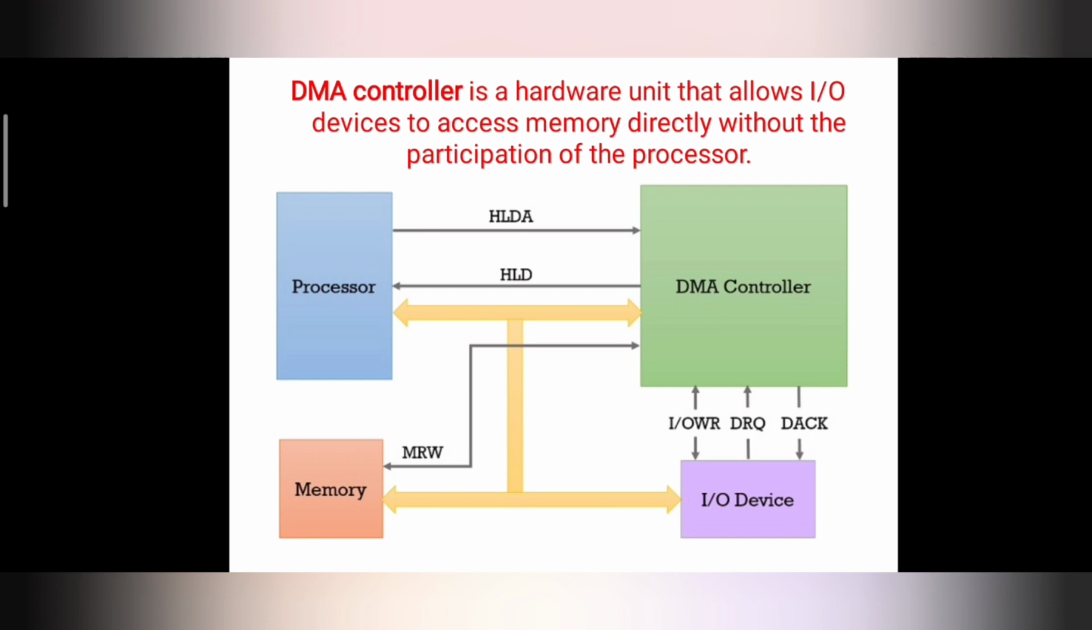So here you can see a diagrammatic representation where you can see a DMA controller, which is a hardware unit, and it allows the IO devices to directly access the memory without the involvement or participation of the processor. All right, so let us understand how this entire mode works. Whenever an IO device wants to transfer data to or from memory, it is going to send a DMA request, denoted here by DRQ. A DMA request DRQ will be sent from the IO device to the DMA controller.